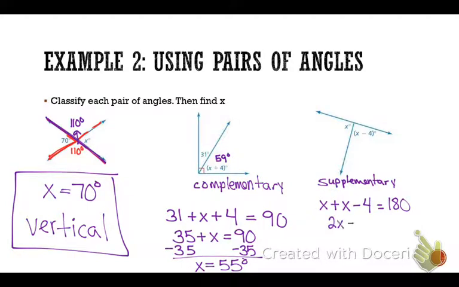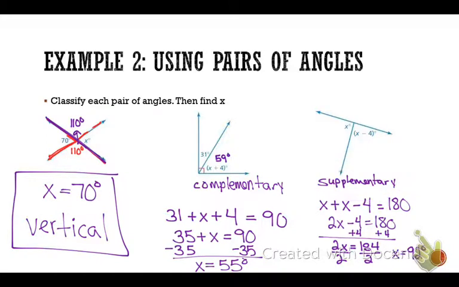Looks like a two-step equation now. What do I do next? Plus 4, plus 4. Add 4. 2x equals 184. Divide both sides by 2, and x equals 92. So what does this mean? How does 92 make the supplementary angles true up here?